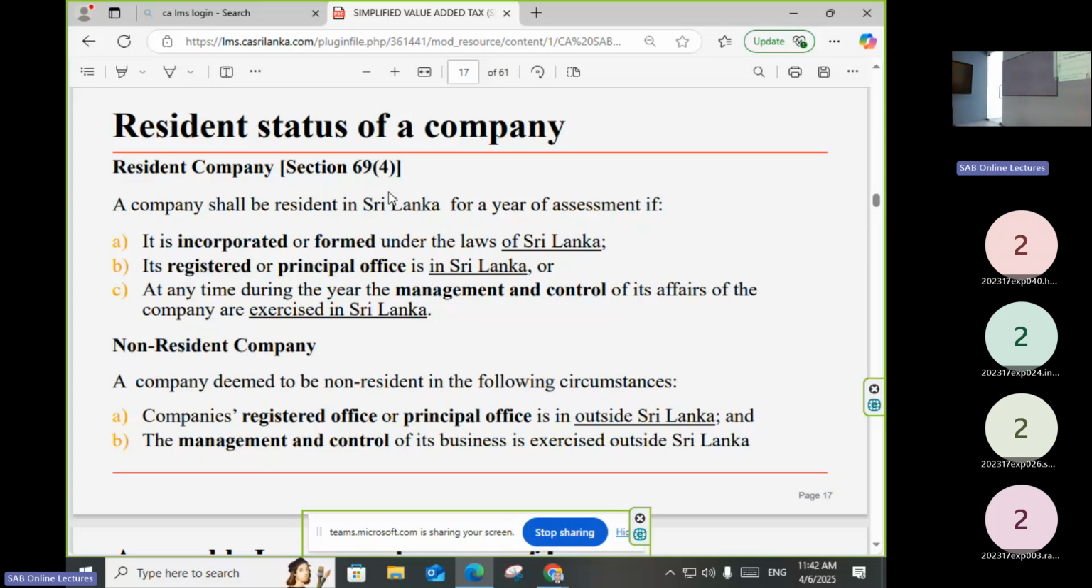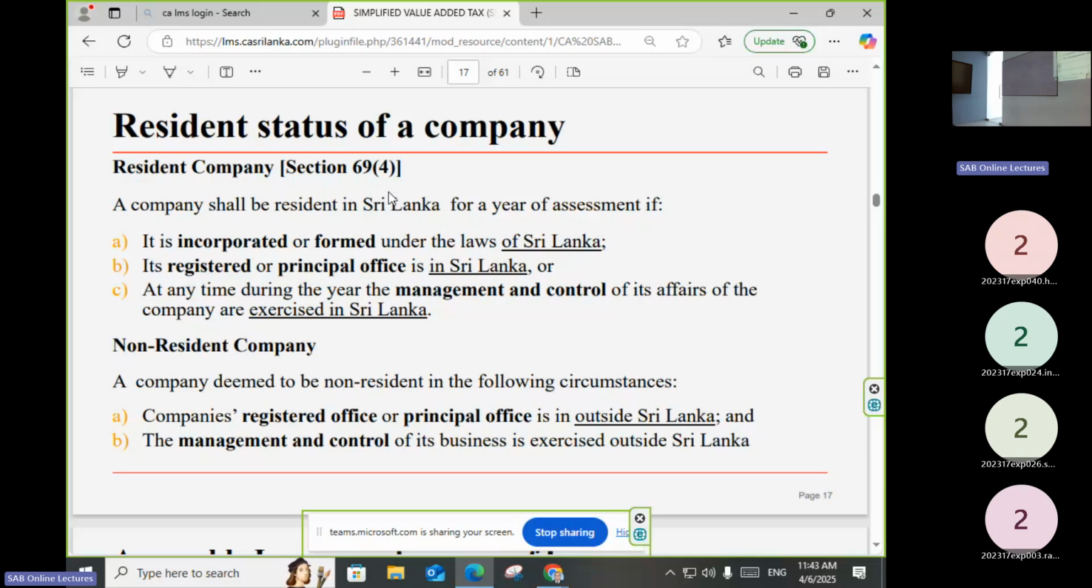Where are the directors located? If they are in Sri Lanka, and from there they are taking decisions over the company, then that is the point where the management is happening. The company could be incorporated somewhere else, but if the board of directors is here and taking managerial decisions over the company from here, then that company shall be considered a resident company for Sri Lanka tax.